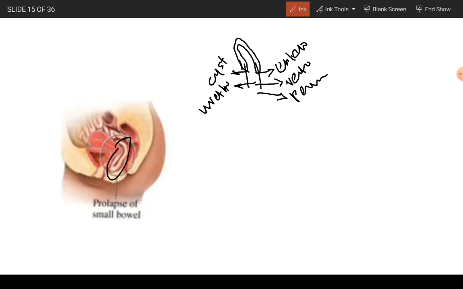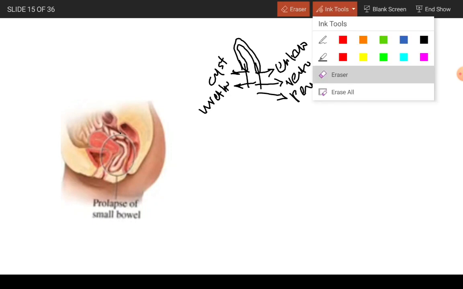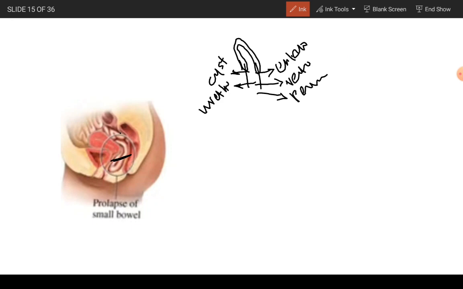So here you can see the enterocele. Enterocele is the herniated pouch of Douglas, and it contains the peritoneum first of all, then the omentum and the small bowel. So that is because of a defect in which ligament? Which ligament is here? Connecting this, the uterosacral ligament, a defect in that.